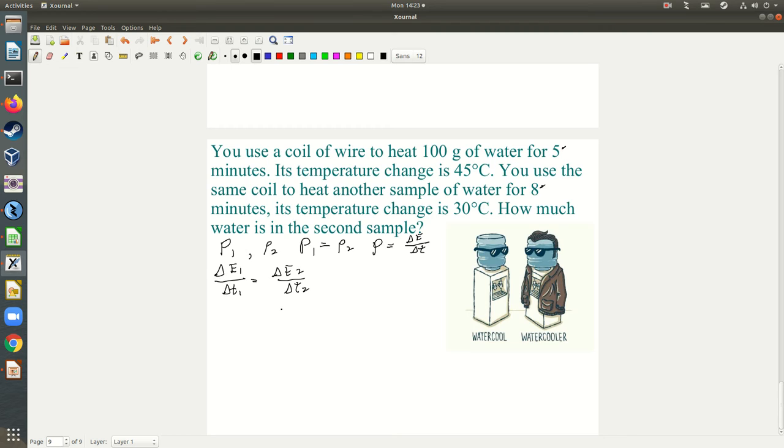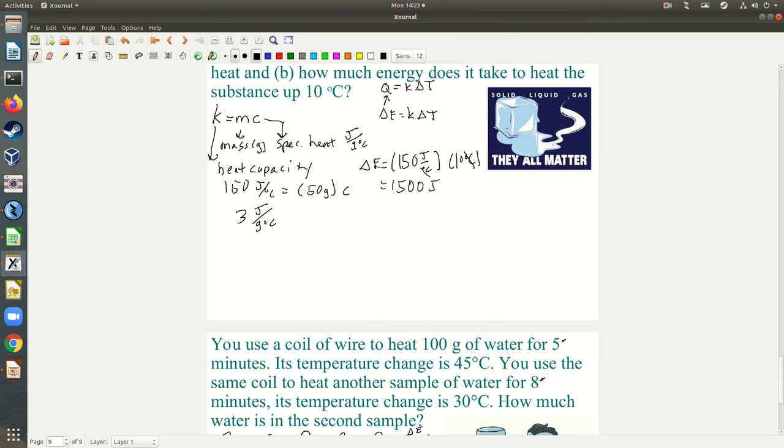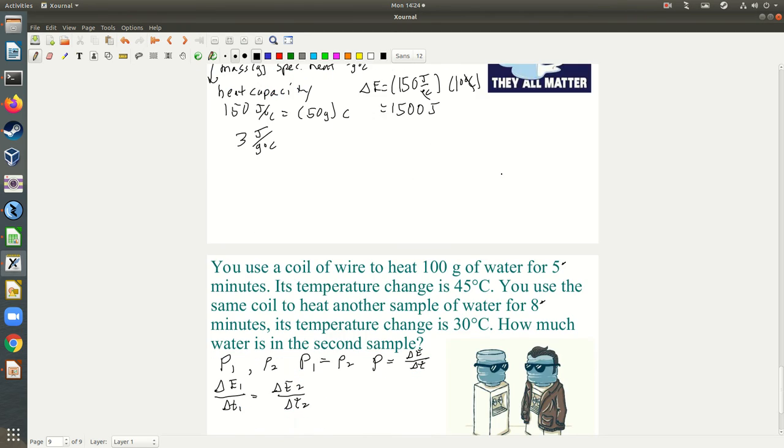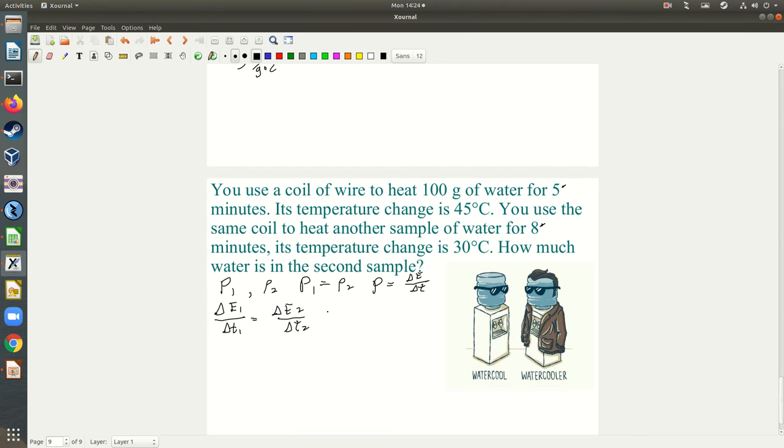Okay, so they give us a mass. The fact that they give me a mass means I may not be able to use heat capacity. And so, kind of jumping ahead a little bit, we know that K is equal to MC and delta E is equal to K delta T. Therefore, delta E is equal to MC delta T.